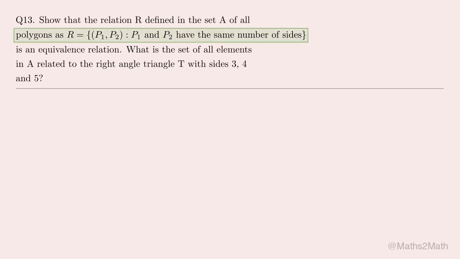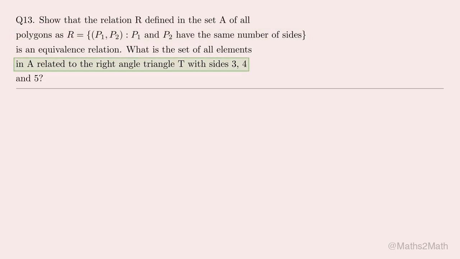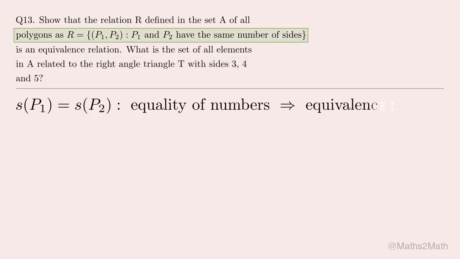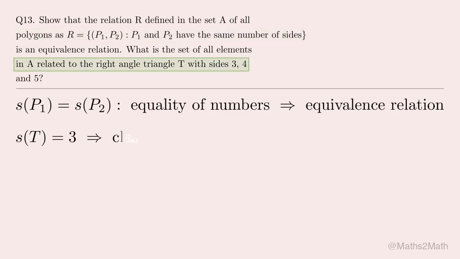Question 13. Polygons are related when they have the same number of sides. We prove it is an equivalence relation. Then find every polygon related to the right triangle T with sides 3, 4, and 5. Side count is a number, and the relation is equality of that number, so all 3 properties come for free. The triangle T has 3 sides, so its class is every polygon with 3 sides, all triangles. The lengths 3, 4, 5 play no role.